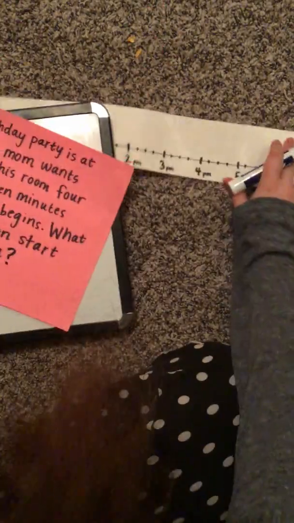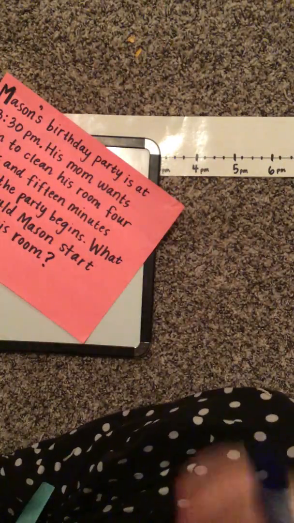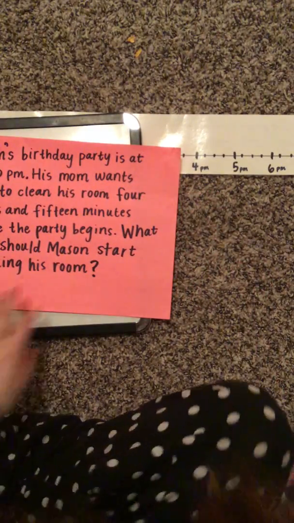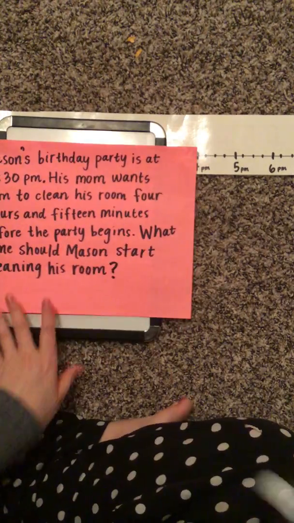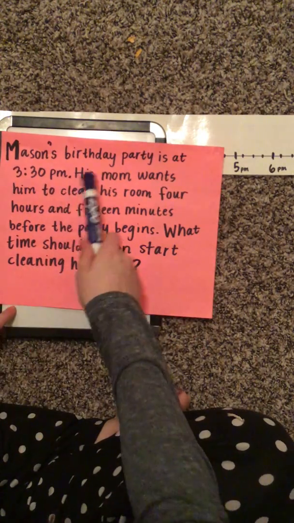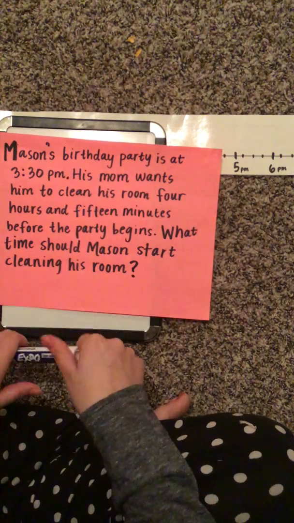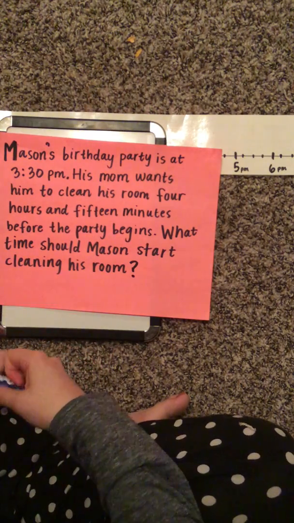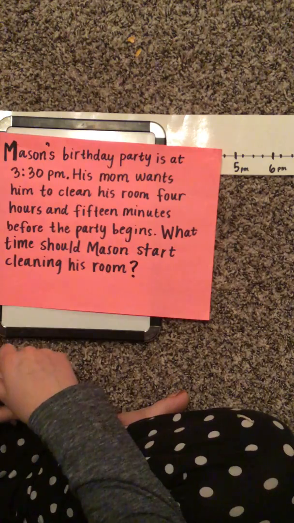Okay, so this is Module 2 D&E, working with time using the linear model. I'm going to talk really quickly because it's a lot of content to get through. So let's go ahead and look at our problem. Mason's birthday party is at 3:30 p.m. His mom wants him to clean 4 hours and 15 minutes before the party begins. What time should Mason start cleaning his room?